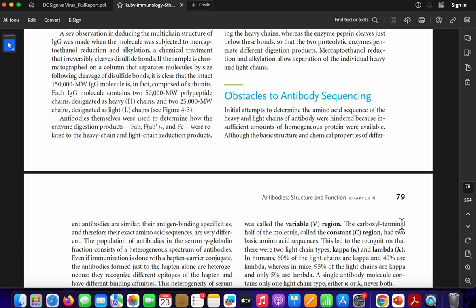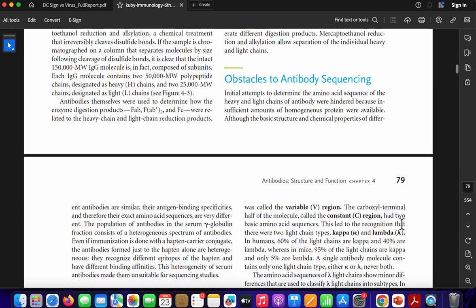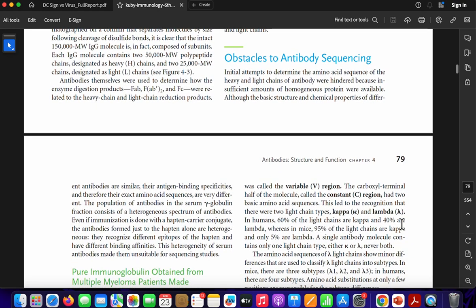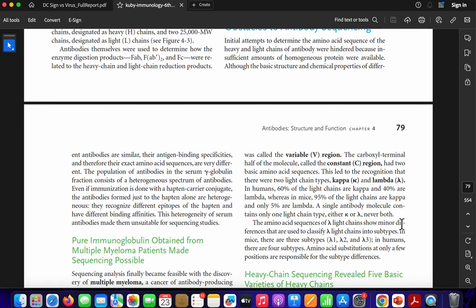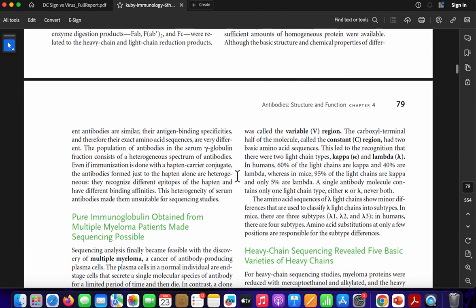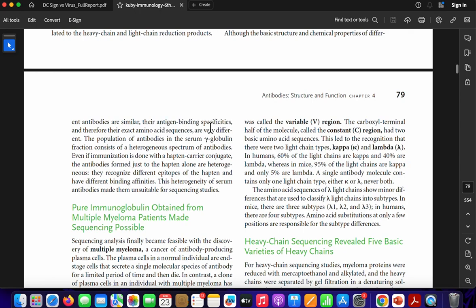So we will talk about obstacles to antibody sequencing. Initial attempts to determine the amino acid sequence of the heavy and light chains of antibody were hindered because an insufficient amount of homogeneous protein was available. Although the basic structure and chemical properties of different antibodies are similar, their antigen binding specificities, and therefore their exact amino acid sequences, are very different.